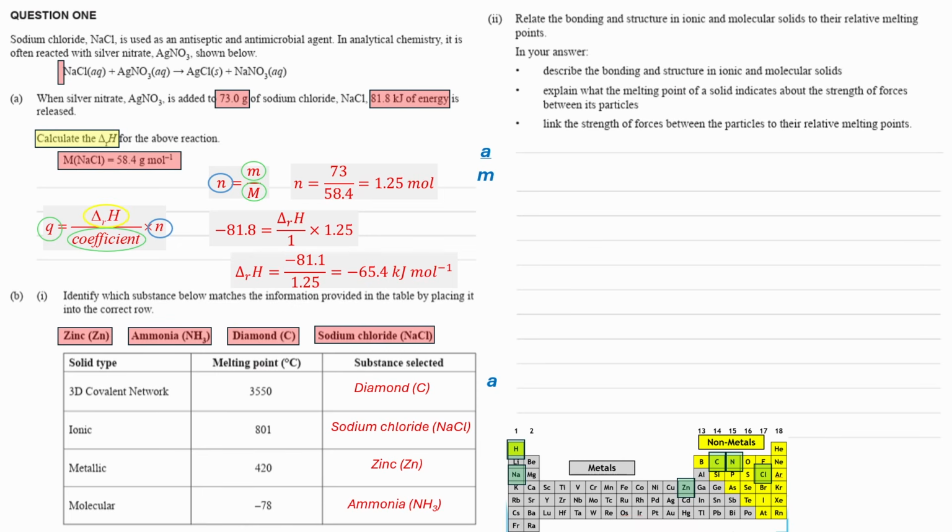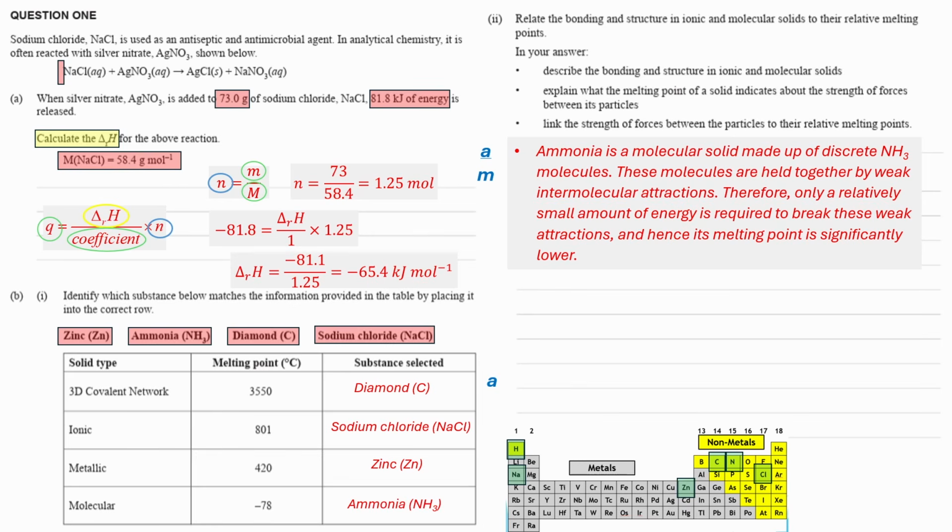Okay, the use of strength of forces here is a really poor term for them to use, because you're not actually going to use the word force in this explanation. When they talk about strength of forces, they're talking about the strength of the attractions or the bonds that hold the particles together. And we're going to take our 2 examples from the table. So we are looking at ionic, which is our sodium chloride, and our molecular, which is ammonia.